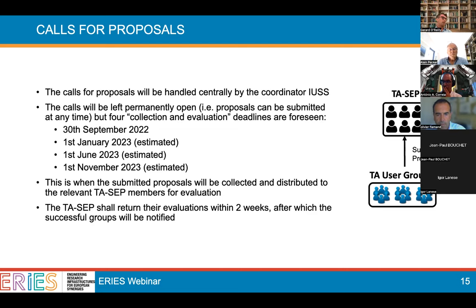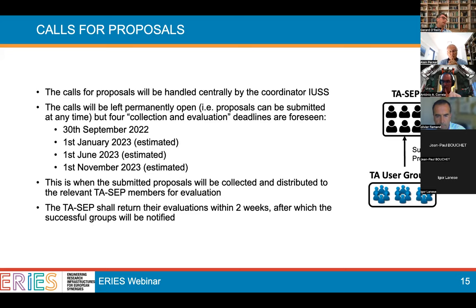You can go to the website and submit some documentation. But what we're going to try and do is have some general cutoff dates, called the collection and evaluation dates, in which all of the applications that have been submitted will be collected and distributed to the selection and evaluation panel members. So it's essentially like a deadline. After that, the next one will come a couple of months later, and so on, until towards the end of the project, or depending on the available funds. This is something we need to see as the project proceeds.